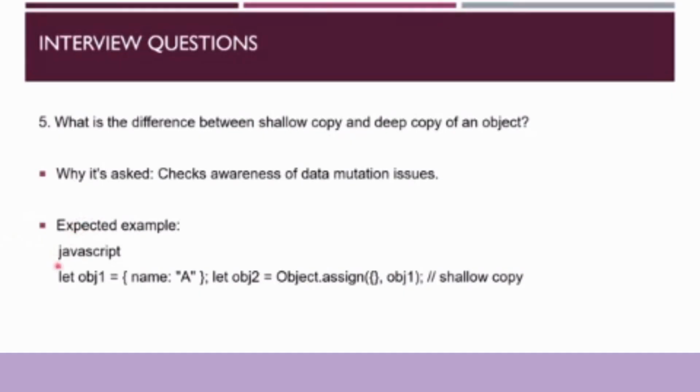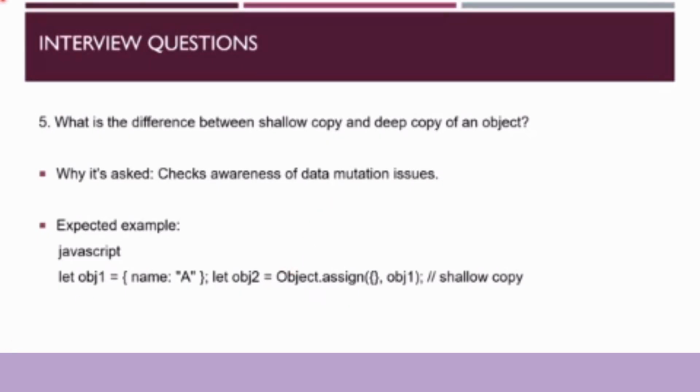So let's think about this example. Here, object 2 is a new object copying properties from object A. If the properties are simple values like strings or numbers, it works fine. But if the object has nested objects inside, the copies share those nested objects, so changes inside them will affect both.